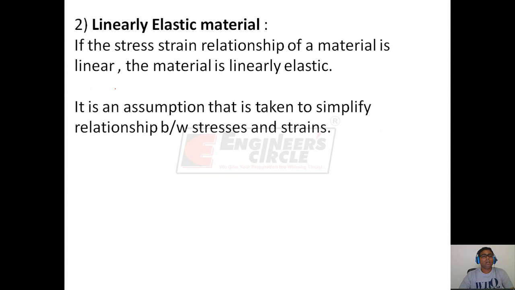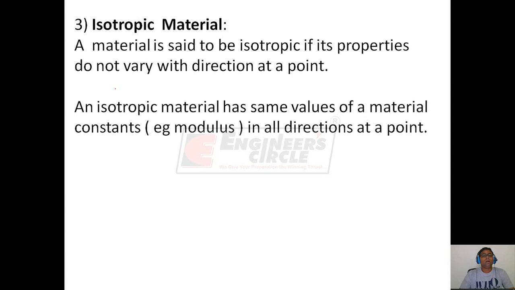Linearly elastic material. If the stress-strain relationship of a material is linear, the material is said to be linearly elastic. This linear elastic material is an assumption that is taken to simplify the relation between stresses and strains at a point, because the linear relation between two quantities is the simplest relation. Isotropic material. A material is said to be isotropic if its properties do not vary with direction at a point.